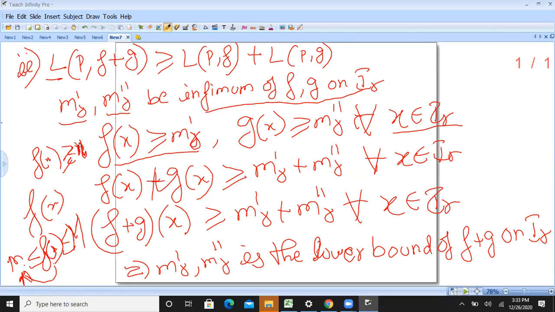So afterwards, adding these both terms, f(x) plus g(x) is greater than or equal to m dash plus m double dash for all x belongs to IR. Taking x as common, (f plus g)(x) is greater than or equal to m dash plus m double dash for all x belongs to IR. That implies m dash plus m double dash is a lower bound of f plus g on IR.